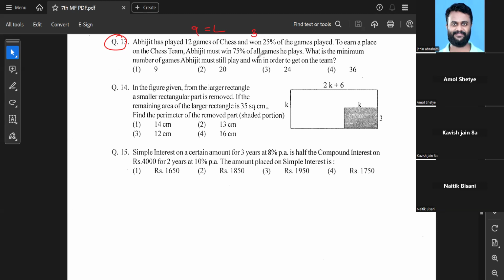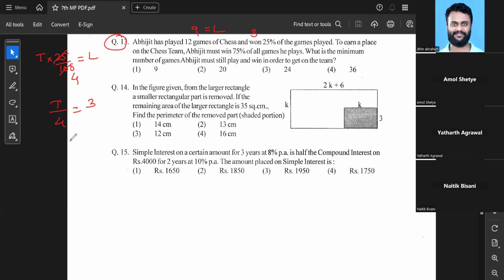To earn a place on the chess team, he must win 75% of all the games he plays. What is the minimum number of games Abhijit must still play and win in order to get on the team? So let's say of the total number of matches he plays, 75% should be winning matches, which means only 25% should be losing matches. 25% is basically 1 by 4. So total divided by 4 is equal to the number of losing matches.